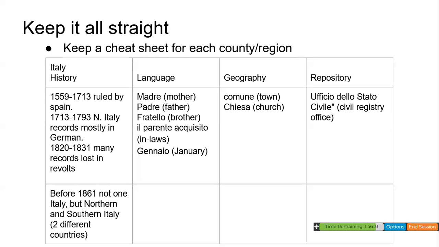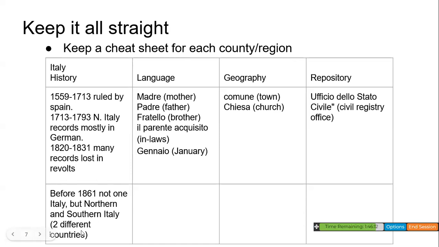This is one way I keep everything straight. So here is one where I've done Italy. So I have just some basic records. So like before 1861, there was Northern and Southern Italy. They were two totally different countries.